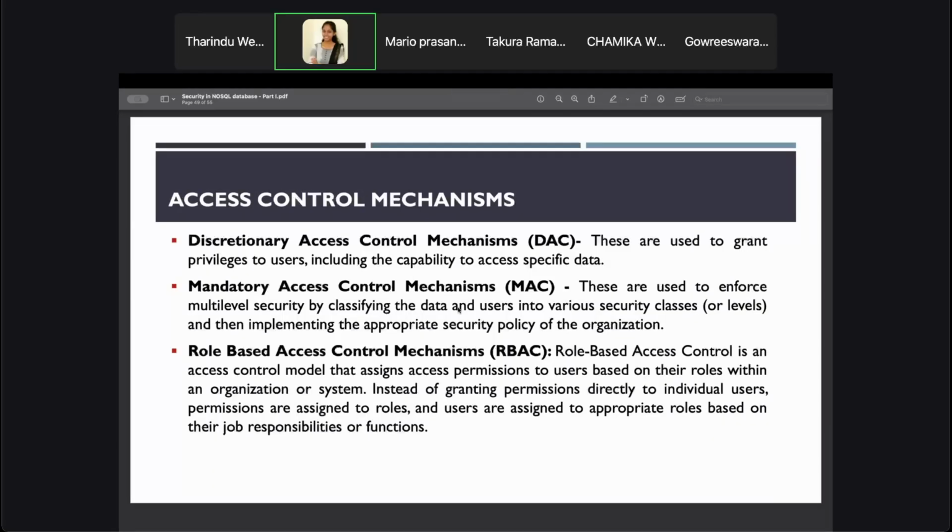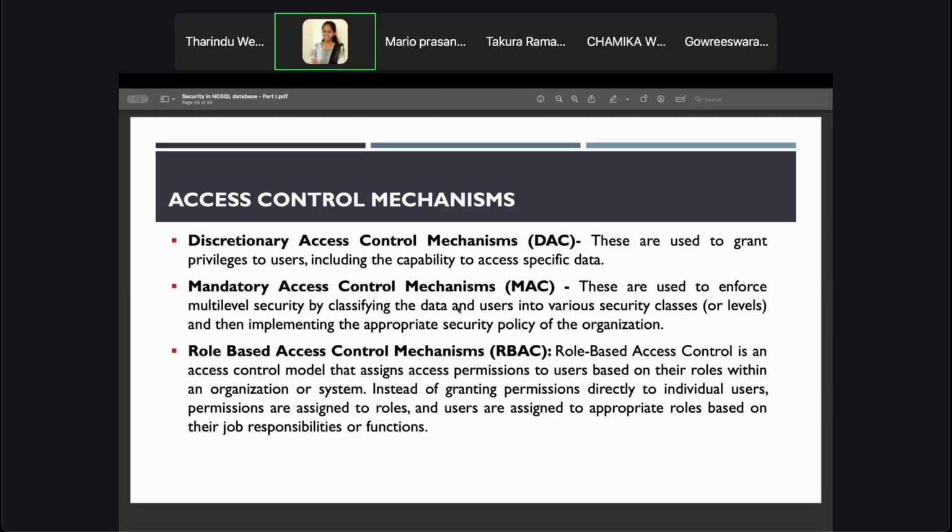In addition to that, there are three access control mechanisms available. I hope you all studied these things, right? Discretionary access control, mandatory access control, and role-based access control mechanisms. Did you all study about these access control mechanisms? Yes. Yeah. So there are access control mechanisms available for the relational database management system.